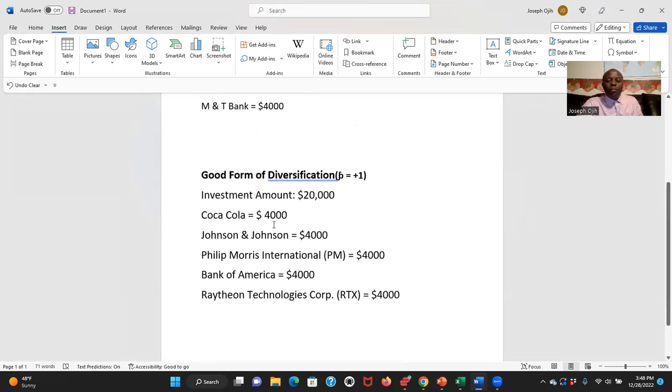So if the industry, let's say Johnson & Johnson, which is in pharmaceutical, is down, it will affect only Johnson & Johnson. The other stocks will be up. If Bank of America, the banking sector, is down, it will only affect the banking. This is negatively correlated assets. It will affect only Bank of America. The rest will be up. There's no way all of them will be down, except if we are in a recession. Other than that, they won't be down.